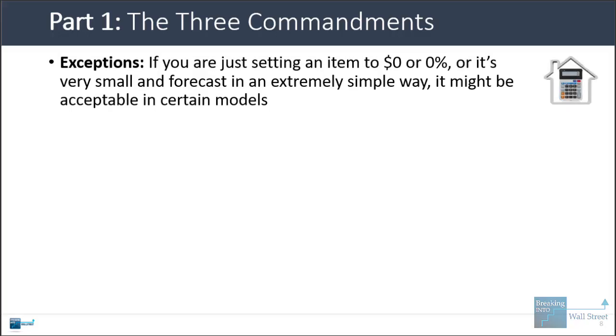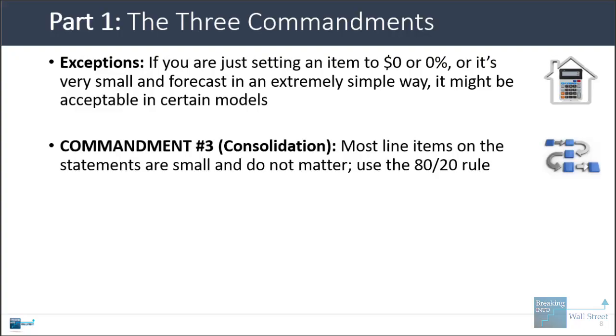For example, if you're setting an item to $0 or 0%, or it's very small and you're forecasting it in a very simple way, such as holding it constant, then it might be acceptable to mix the drivers and the projected numbers a little bit. But in general, for anything more complex than this, anything projected as a percentage of another item, it should really be in a separate area. And then the 3rd commandment about consolidation.